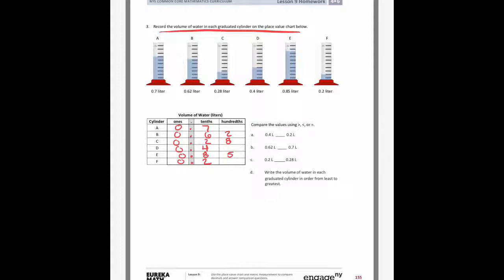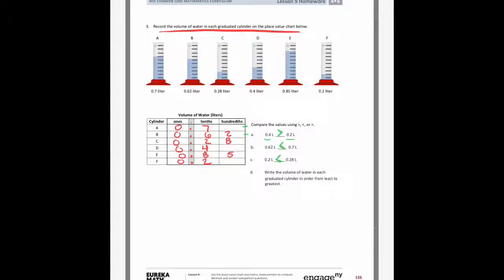So now we have to compare them. So we're going to start off with A, 0.4 liters to 0.2. Well, one of them has 4 tenths and the other one has 2 tenths, so 4 tenths is going to be bigger. On the next one, though, 0.62 and 0.7, 0.62 has 6 tenths and 0.7 has 7 tenths. So even though 62 looks bigger than 7, you have to compare the tenths. On part C of 0.2 and 0.28, well, they both have 2 tenths, but the other one has 8 hundredths in addition to it, so that's going to make it bigger.